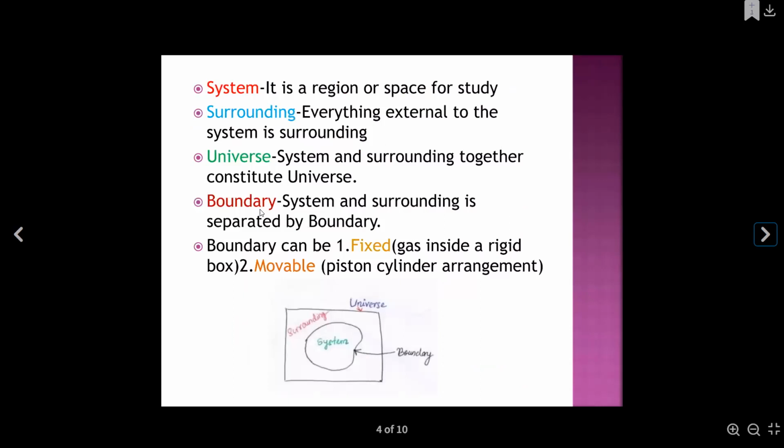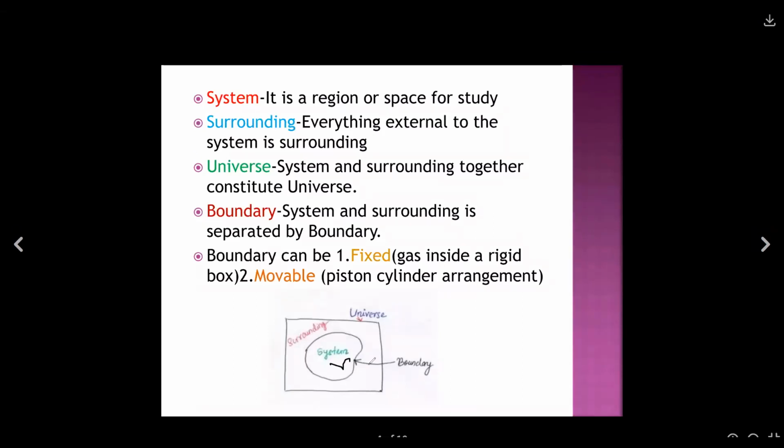One thing that we need to understand here is very, very important. Number one is, what is a system? A system is a region or space for a study. Look at this thing, what we have here. This is a system. A system is a region where the processes and reactions are taking place, while the surrounding is what is outside the system, while the boundary is in between the system and the surrounding. So it's a demarcation line between the system and the surrounding.